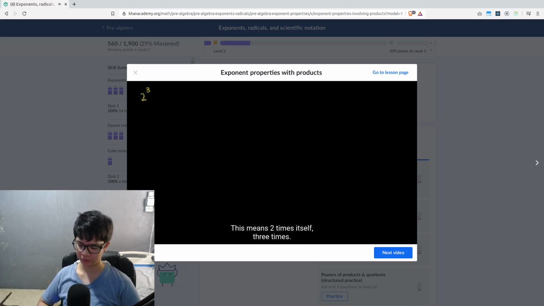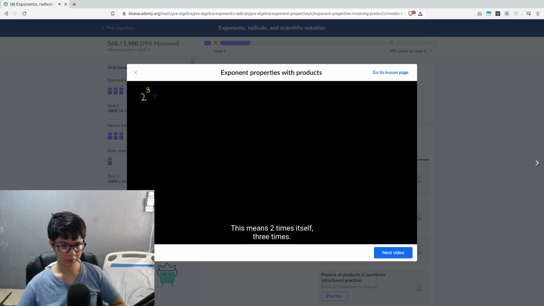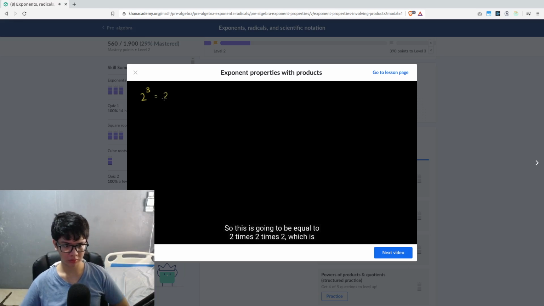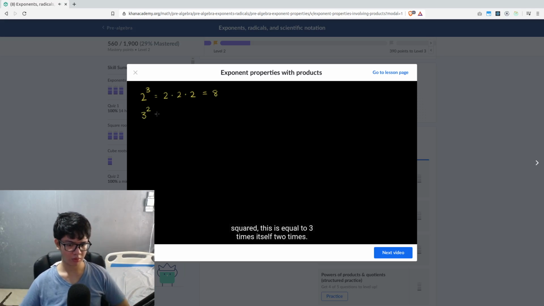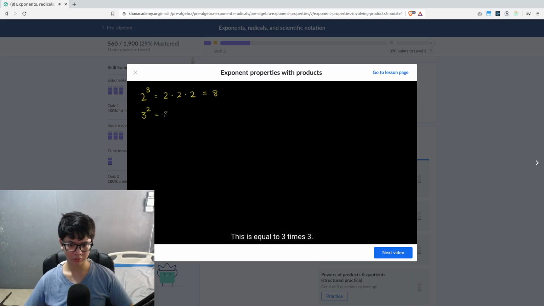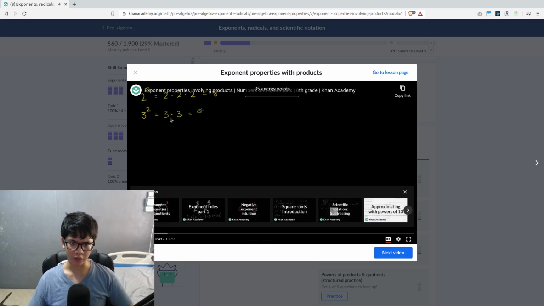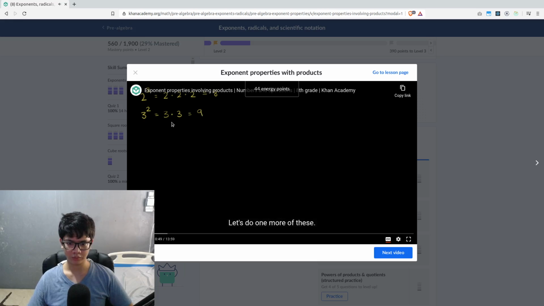This means 2 times itself 3 times. So this is going to be equal to 2 times 2 times 2, which is equal to 2 times 2 is 4, 4 times 2 is equal to 8. If I were to ask you what 3 to the second power is, or 3 squared, this is equal to 3 times itself 2 times. This is equal to 3 times 3, which is equal to 9. No, that's just one time, dude. Let's do one more of these.